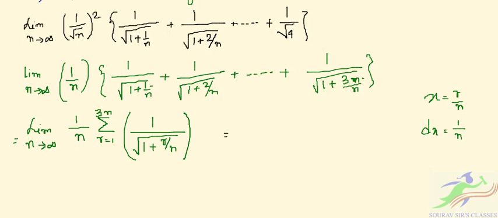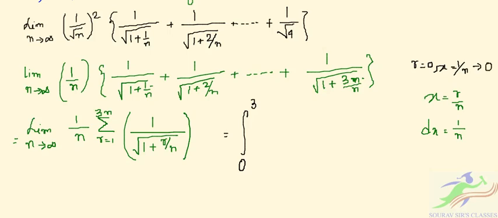To convert into an integral, we have to write this from 0 to 3, with x equal to r by n. When r tends to 0, x is 1 by n. Since n tends to infinity, x will be 0.